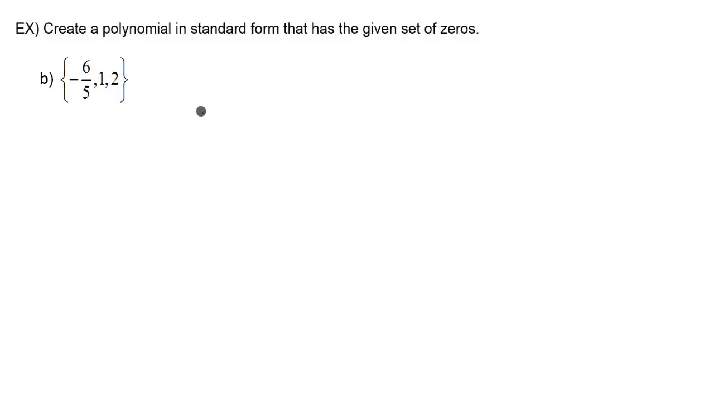Part B, we're going to use the same process, except we have this fraction here, so that makes it a little bit harder. But I'm going to start off by writing all three of my zeros out, and I want to come up with my factors that match up with these zeros. So to do that, I have to set each one of them equal to 0. So I'm going to add 6/5 to this to get 0. Means I add 6/5 to this left side. So I'm left with x plus 6/5 equals 0.